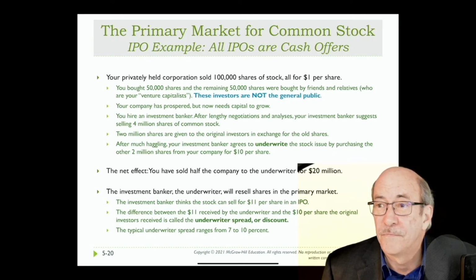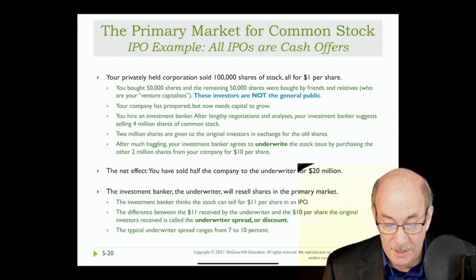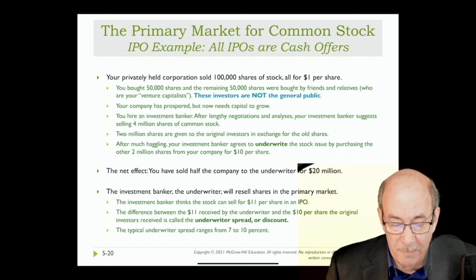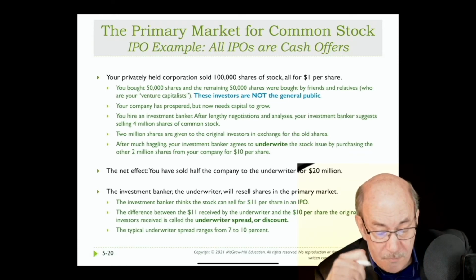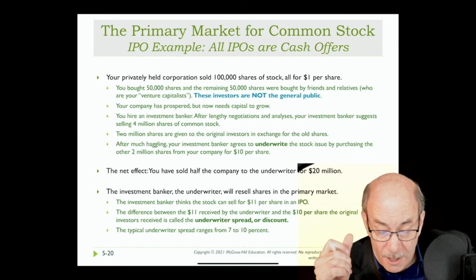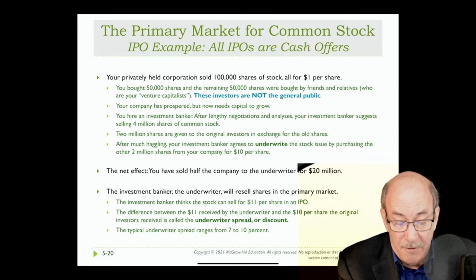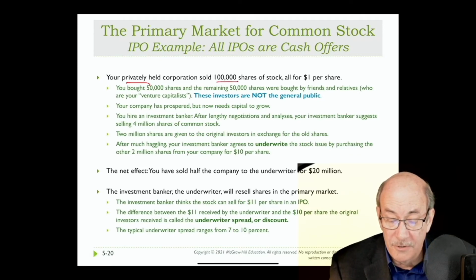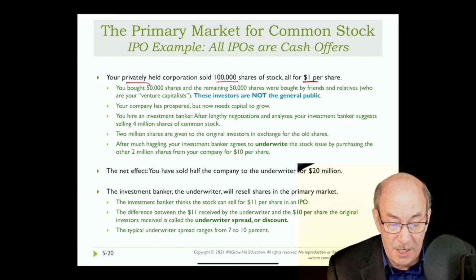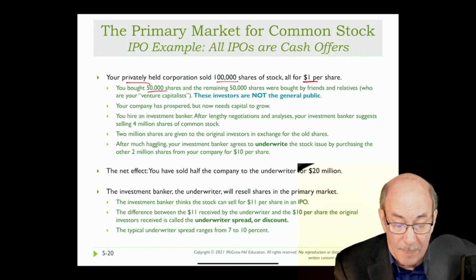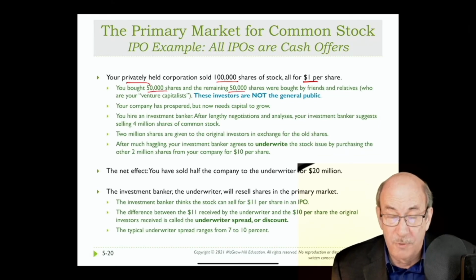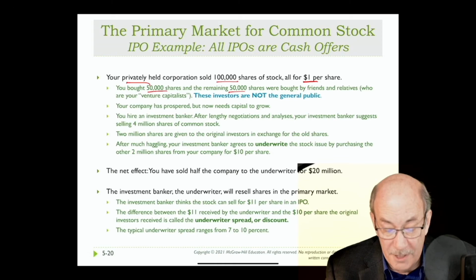All right. Let's see, I got about 15 minutes. I think we can get through at least these types of offers, maybe jump into the structure of the NYSE and some of their participants. So here's an example of an IPO. So suppose we have a currently privately held corporation and they want to sell 100,000 shares of their stock at $1 per share. We have 50,000 shares that you own. 50,000 shares were bought by other people, but it's still privately held.